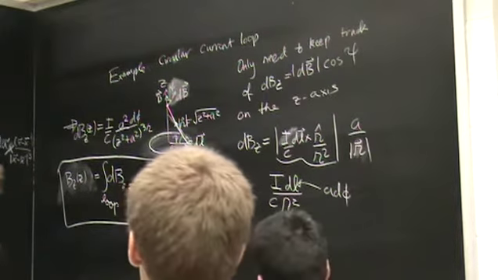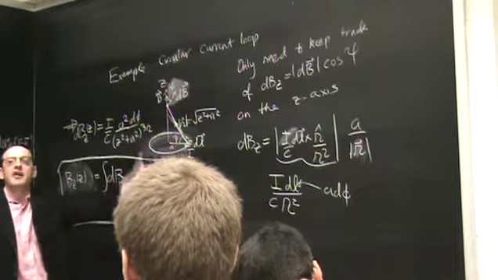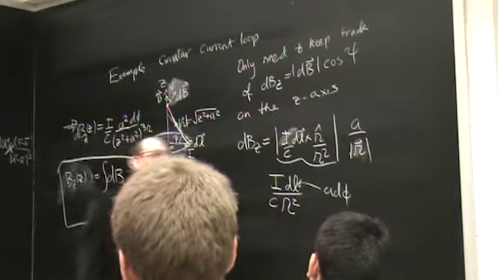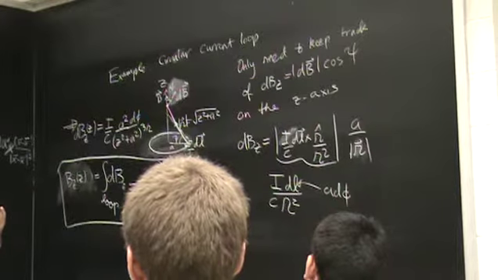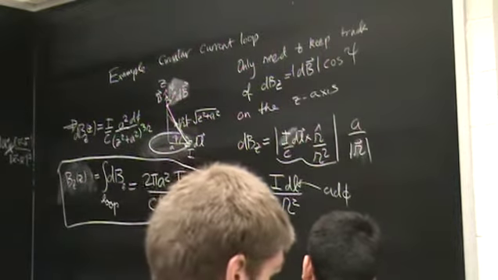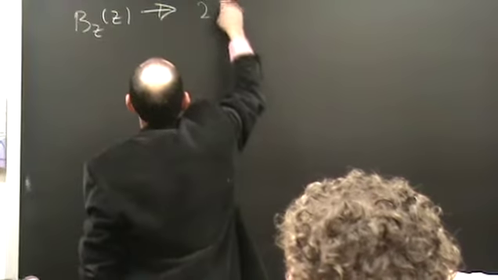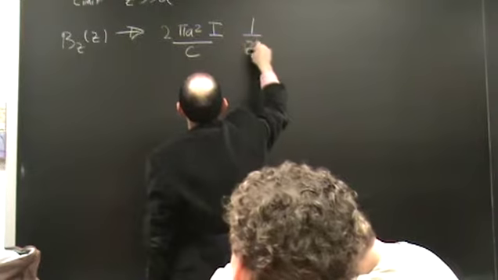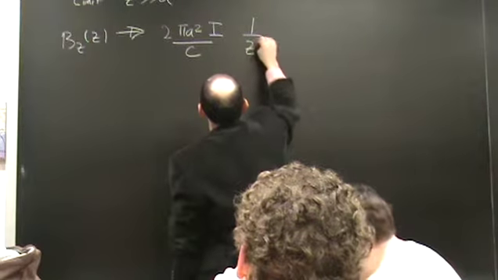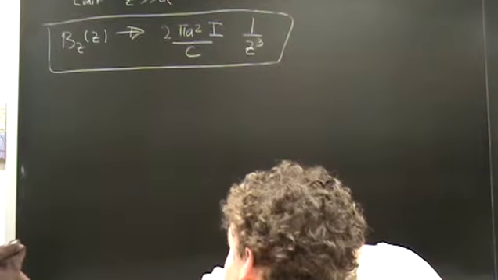Now, you remember when we did this problem for electrostatics, we checked it by looking at what happened when we were very far away from the source, in which case we got the electric field associated with a point charge. What about in the magnetic case? So let's look at the limit when z is much, much bigger than a, in which case this thing goes to pi a squared I over c times 1 over z cubed. This is the field, not the potential, this is the field.